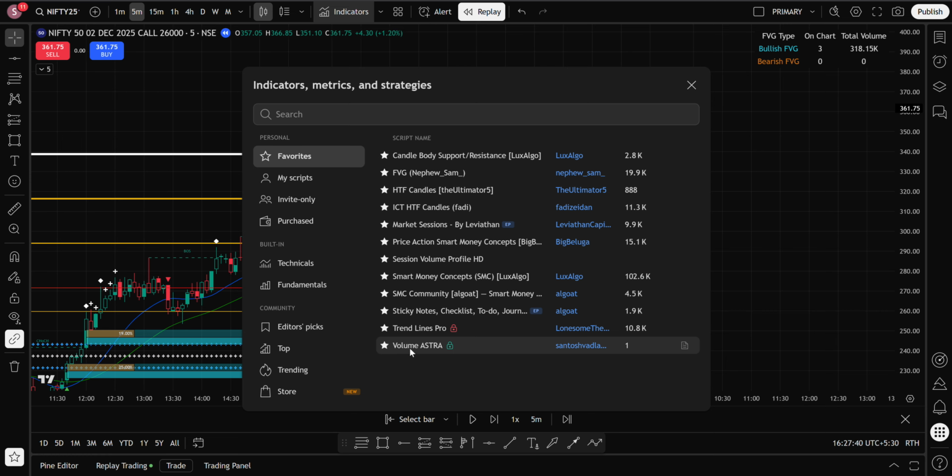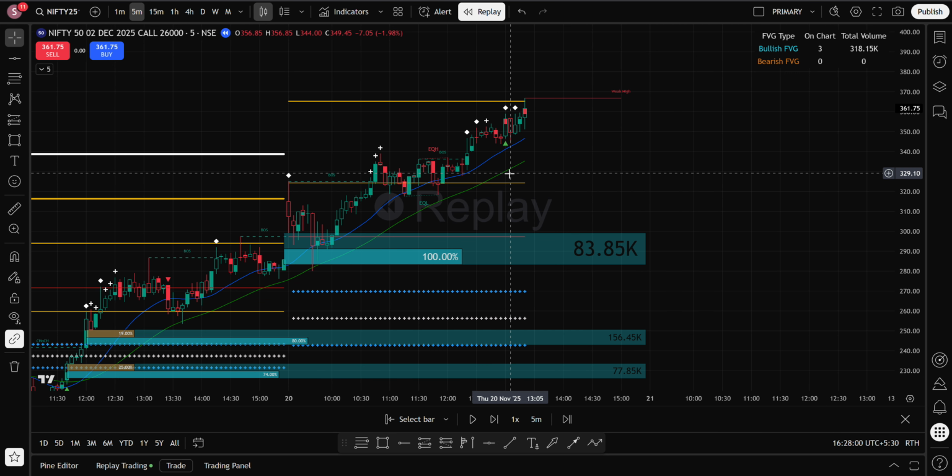So I am just providing access to TradingView users, and people are asking me how to use this indicator. Once you apply for Volume Astra and give your TradingView ID, I will add access to your ID so that you can add this one by Santosh Vadlwani. After you add it, you can see it in this way.